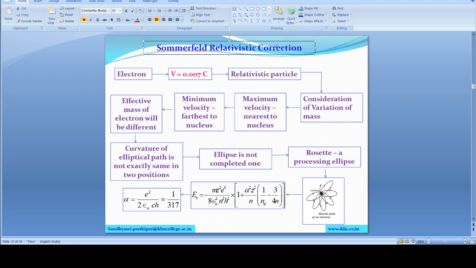Sommerfeld relativistic correction. Electron is revolving in the elliptical orbit with a velocity v. But the velocity of electron is 0.007 c, where c is velocity of light. So it contains velocity comparable with the velocity of light. These particles are called as relativistic particles. So we have to consider variation of mass with velocity.